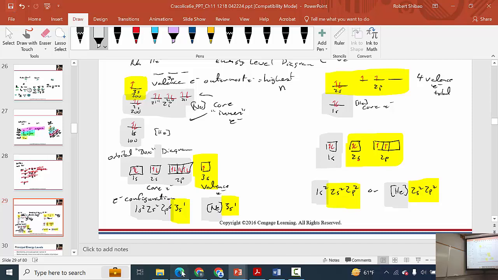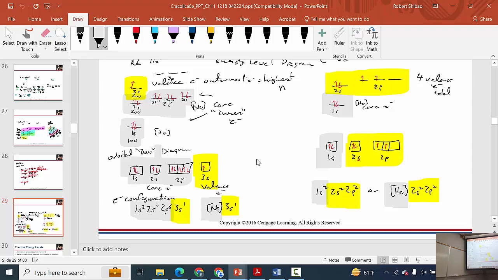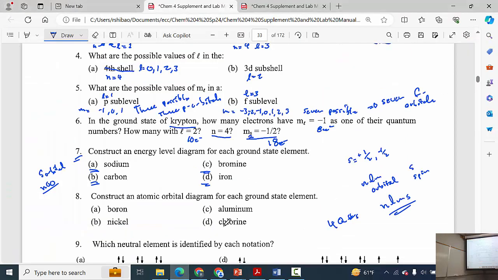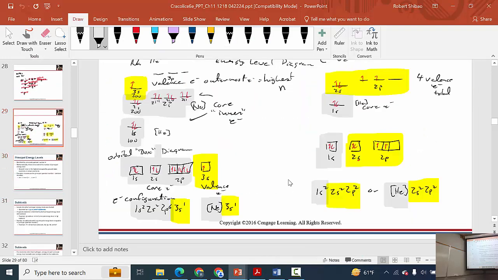All right, then the next element we're looking at is bromine. So why don't you do the same thing for bromine? Draw the energy level diagram, the orbital box diagram, and the electron configuration for bromine. Tell me what the valence electrons are and the core electrons.